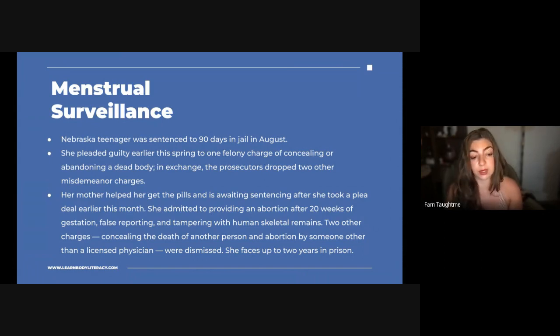Her mother helped her obtain abortion pills and is also awaiting sentencing after she took a plea deal earlier this month, admitting to providing the abortion after 20 weeks, false reporting, and tampering with, again, human skeletal remains.